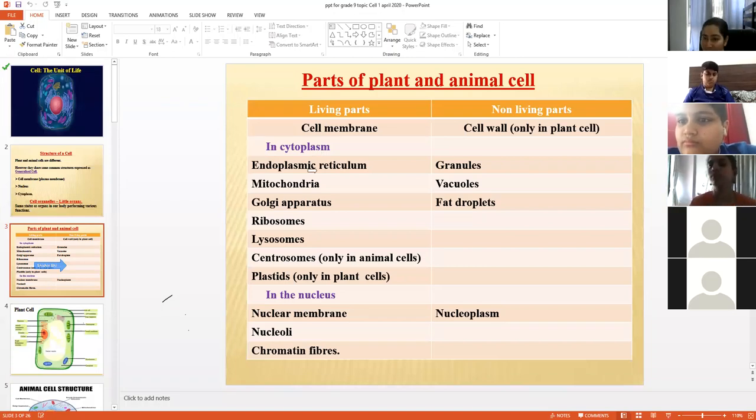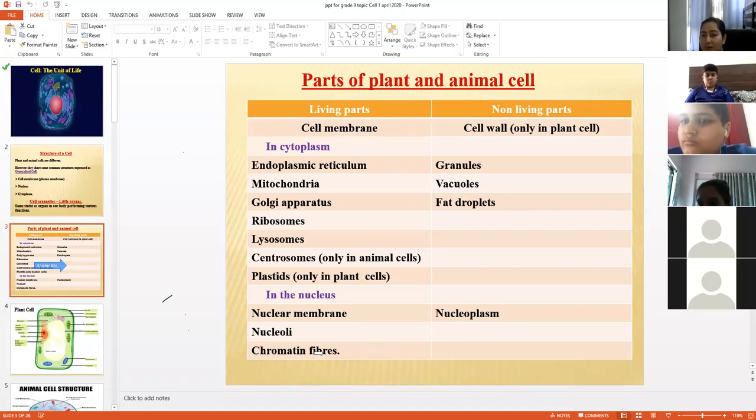There is something called the endoplasmic reticulum, also written in short form as ER. There's mitochondria, there's the Golgi apparatus, there are ribosomes, there are lysosomes, and there's a centrosome. Children, the centrosome is present only in animal cells. Plastids are present only in plant cells. The nucleus, which is surrounded by a nuclear membrane, has nucleoli and chromatin fibers. These chromatin fibers lead to the formation of chromosomes, which are needed for cell division.